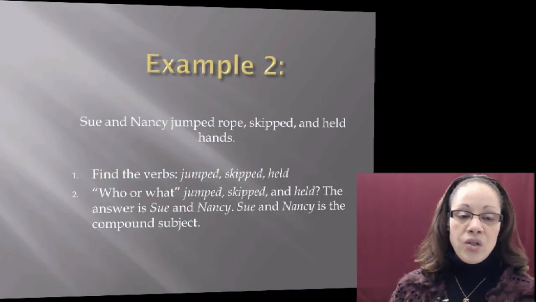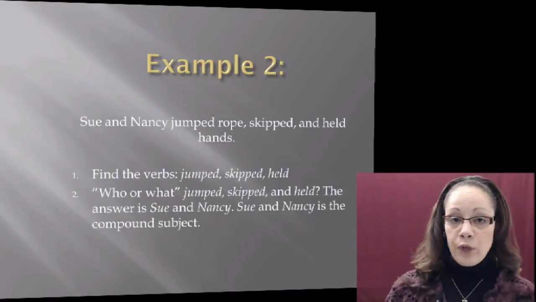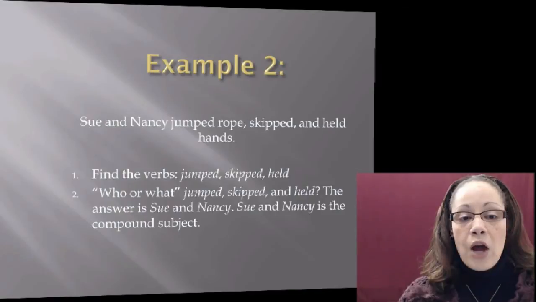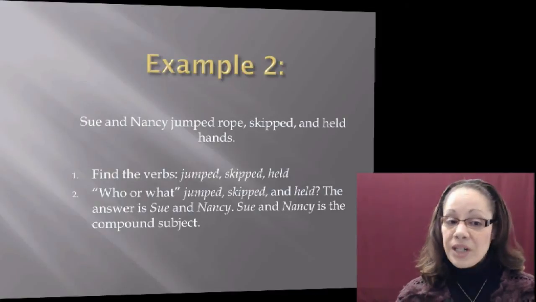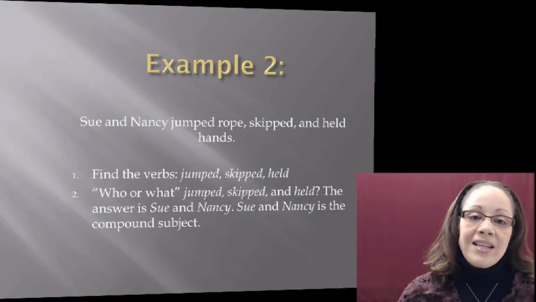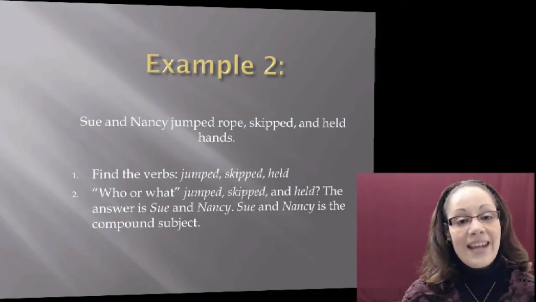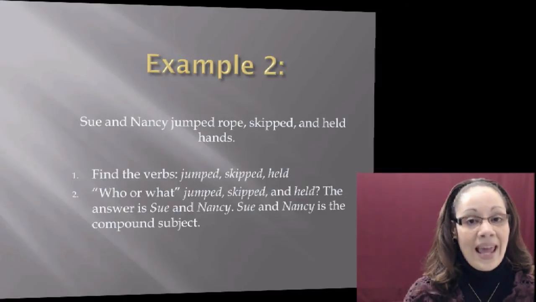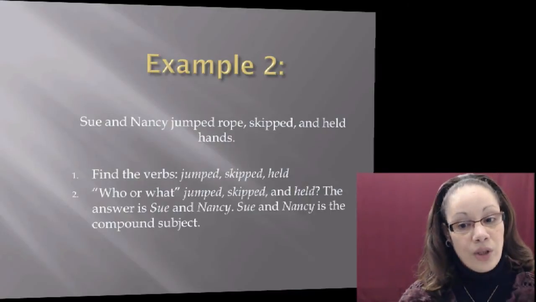We have another example. Sue and Nancy jumped rope, skipped, and held hands. Let's again find our verb first. We have a compound verb. We have more than one verb, and we have more than one subject in this case. Our verbs are jumped, skipped, held. So we have 3 verbs in this sentence, and all 3 will be the verb of the sentence. Okay? Now let's ask who or what jumped, skipped, held. Our answer is Sue, Nancy. So Sue, Nancy is the compound subject. And again, notice the word and, which is a coordinating conjunction, is not a part of your subject, nor is it a part of your verb. So keep that in mind.